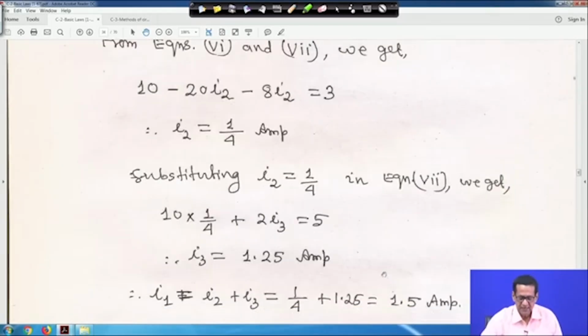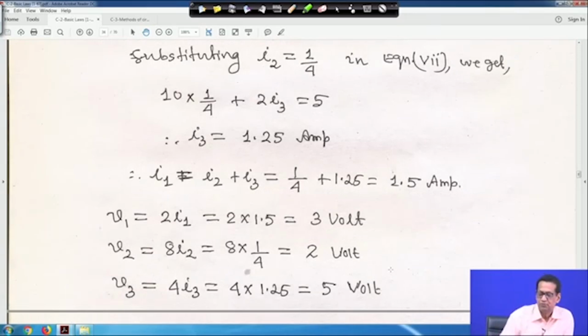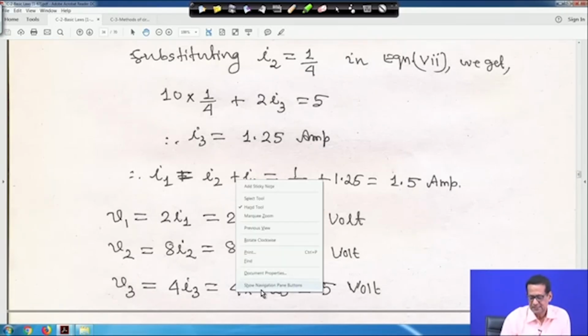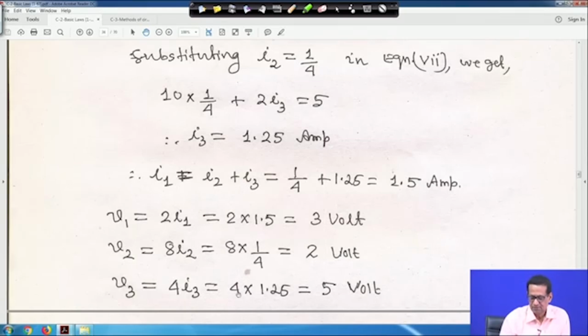After solving, I3 is equal to 1.25 ampere, and we know from equation 1 that I1 is equal to I2 plus I3. So, 1 upon 4 plus 1.25, that is equal to 1.5 ampere, right. Therefore, V1 is equal to 2 I1, that is 2 into 1.5 is equal to 3 volt, right. V2 is equal to, already we have seen, 8 I2, 8 into 1 upon 4, 2 volt, and V3 is equal to 4 I3. So, 4 into 1.25, that is your 5 volt.